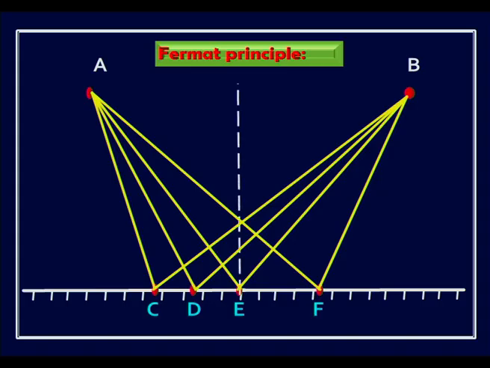If you draw a perpendicular at point E, we can observe that AEB is the path that takes least time to travel. So, angle of incidence is equal to angle of reflection. By using Fermat's principle, we can prove that angle of incidence is equal to angle of reflection.